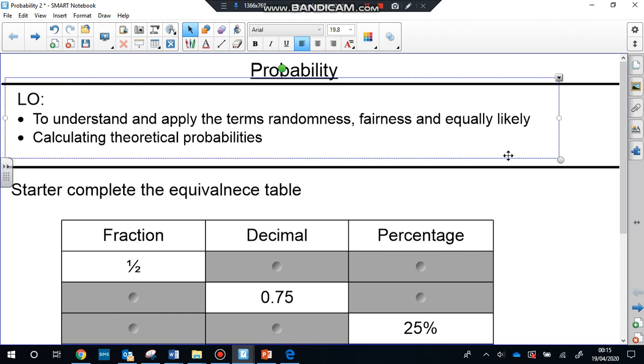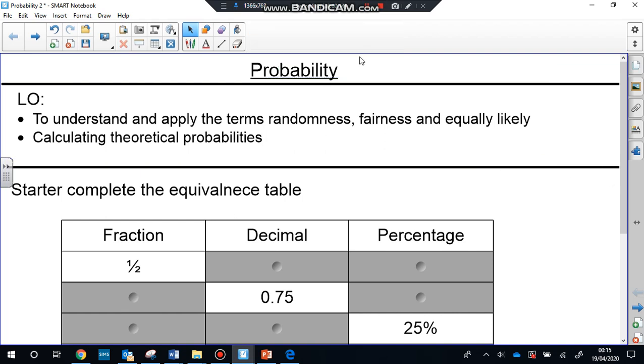So we're starting today, this term, looking at a new topic, and we're going to be looking at probability. So we're going to start with the basics and then move on and learn some new skills. So our learning objectives today, we're going to look at understanding and applying the terms randomness, fairness and equally likely. And we're also going to look at calculating theoretical probabilities.